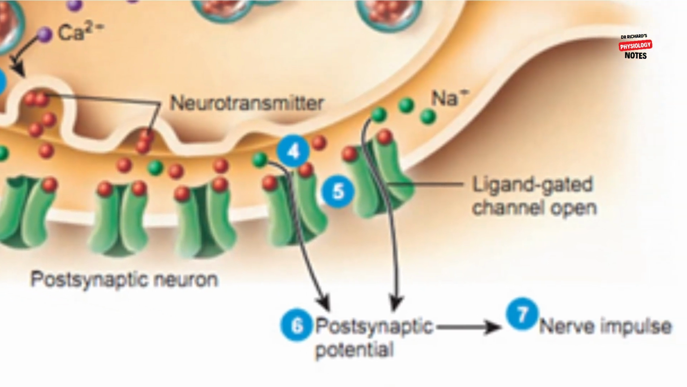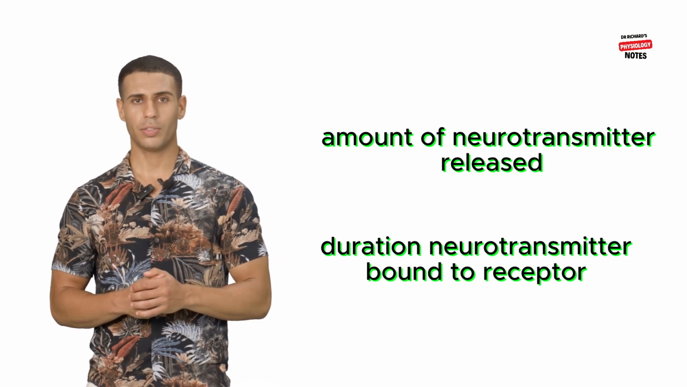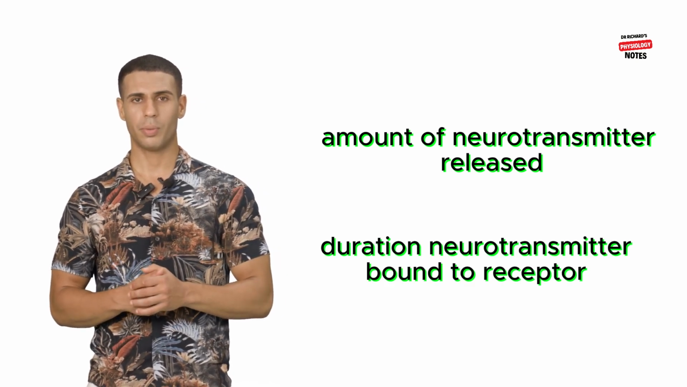The postsynaptic membrane permeability changes, causing an excitatory or inhibitory effect. When the potential reaches the threshold, it triggers one or more nerve impulses. The neurotransmitter receptors mediate changes in the membrane potential according to the amount of neurotransmitter released, and the duration the neurotransmitter is bound to the receptor.